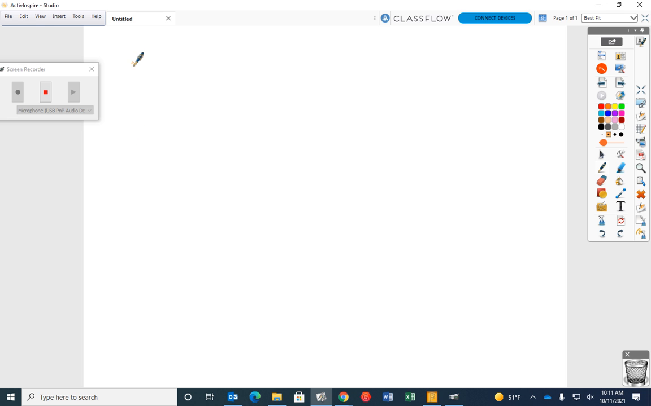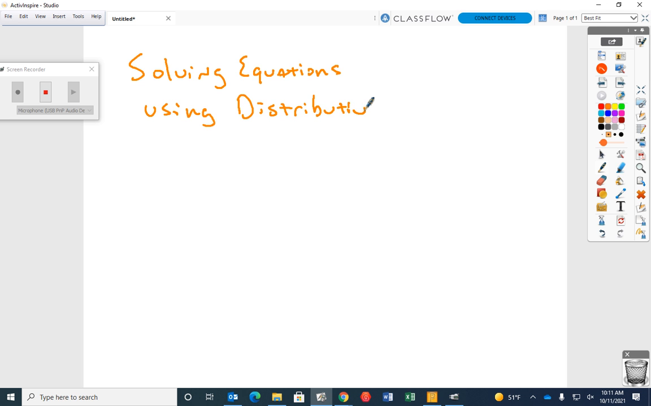Okay, this is solving equations using the distributive property. Okay? Do you guys remember the distributive property? Remember that? It's basically a way of getting rid of parentheses, right? Simplifying by getting rid of parentheses.